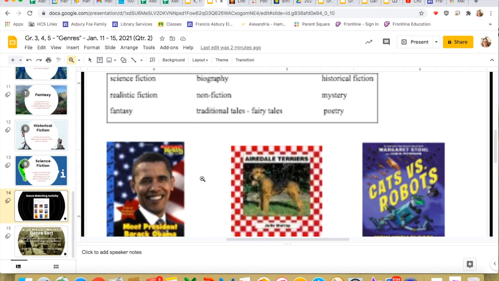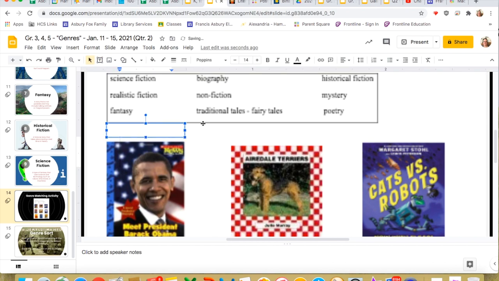Good job, because remember, biography is a book about a real person. It's written about a real person by another person. So Miss T is going to put her text box up here. And we are going to type in biography.